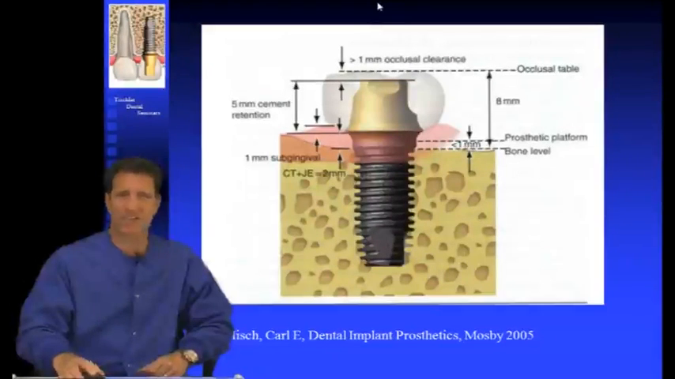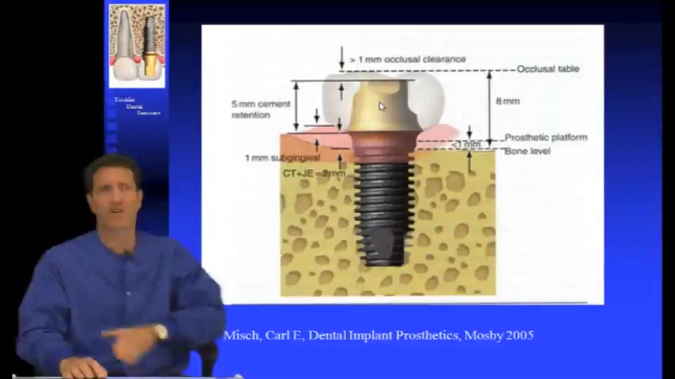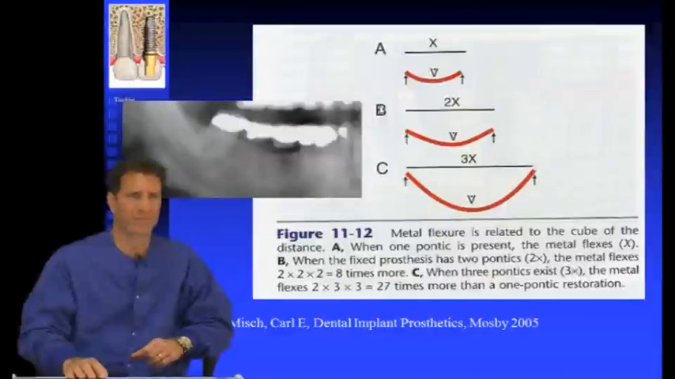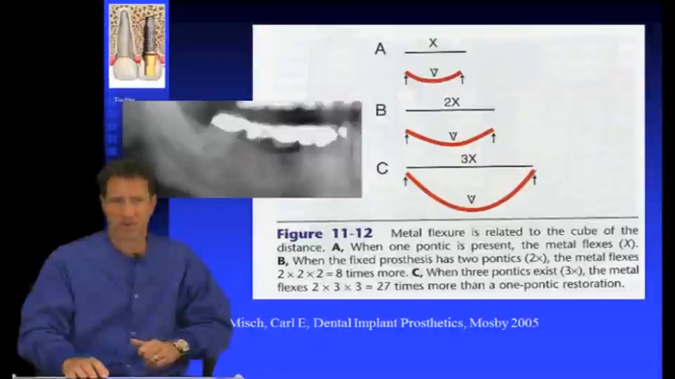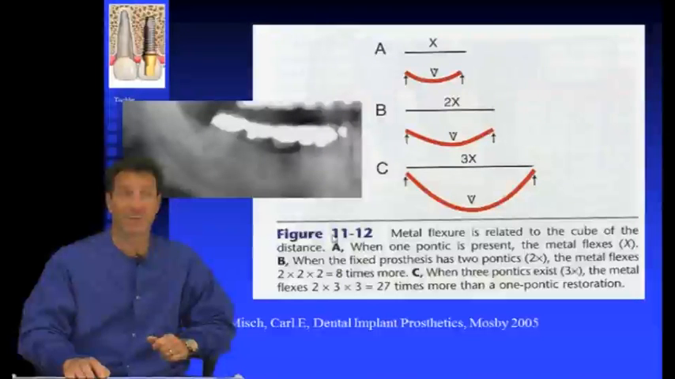So these are just numbers and things you should look at when you're treatment planning to make sure you have enough height, because it may require some resection of the bone in order to gain this height if you need it. Once again, looking at the whole picture of the bone level and the implant and the crown to implant ratio. Pontics should be avoided when you're treatment planning, because the flexure of metal is related to the cube of the distance. So when you have 3 pontics, it's actually 27 times more stress than a 1 pontic restoration. So this is something you should know when you're treatment planning and understanding what's happening.